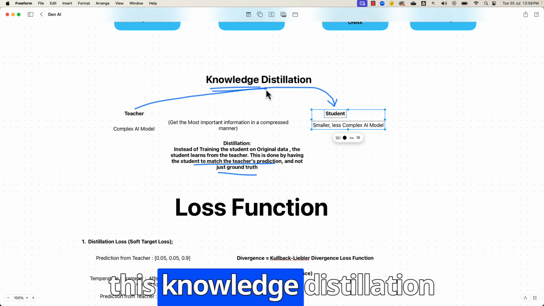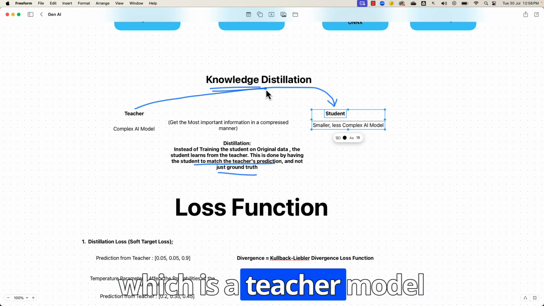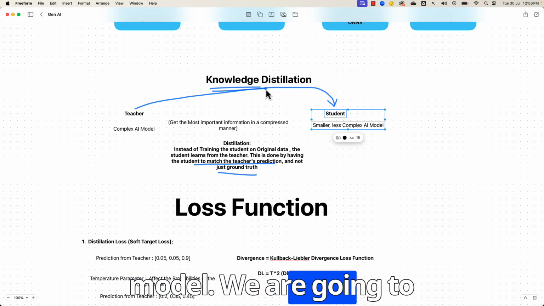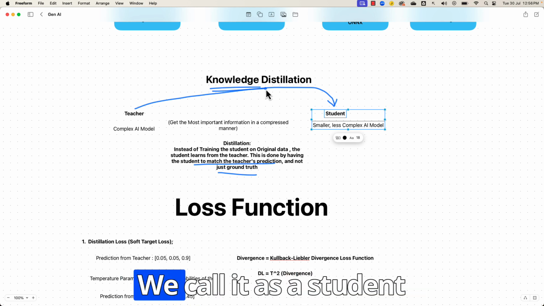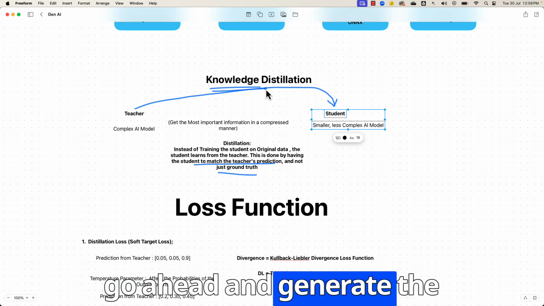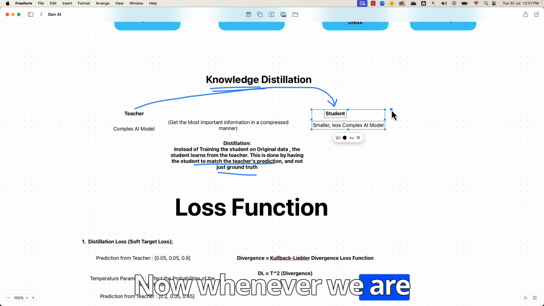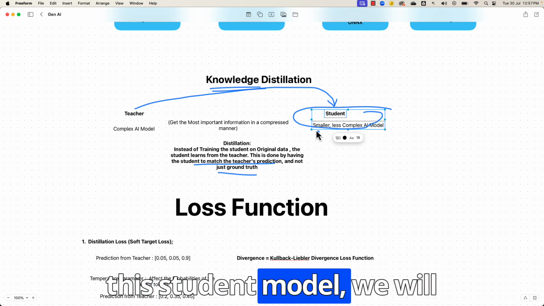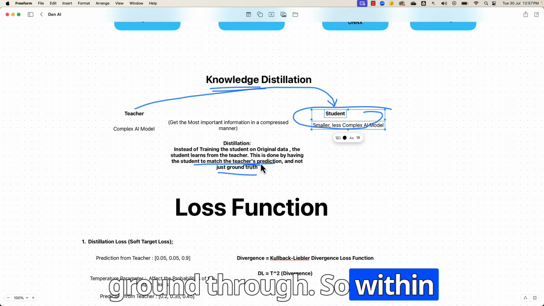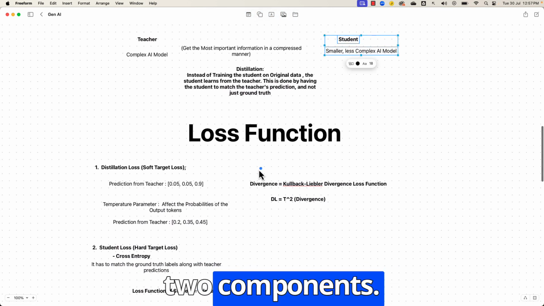In this knowledge distillation technique, we pick up the complex AI model, which is the teacher model, and using it we prepare a simple model, which we call the student model. Using the student model, we then generate the prediction, so we fine-tune it. Whenever we are training this student model, we send in the teacher's prediction as well as the ground truth. Which means the loss function of this student model will have two components.